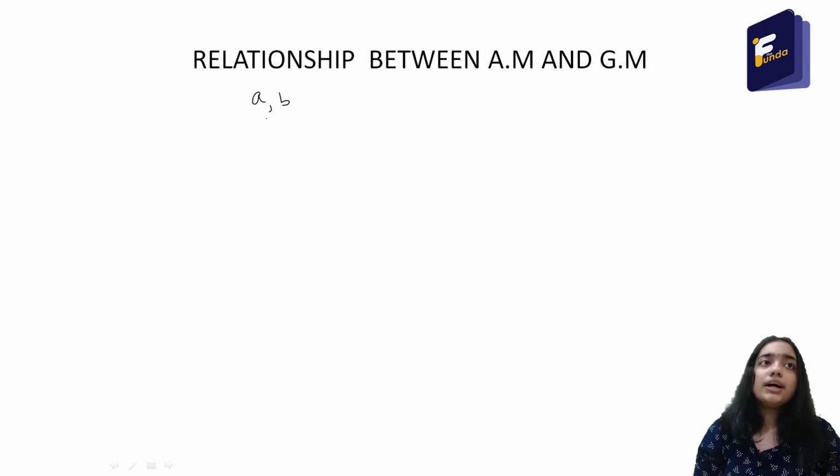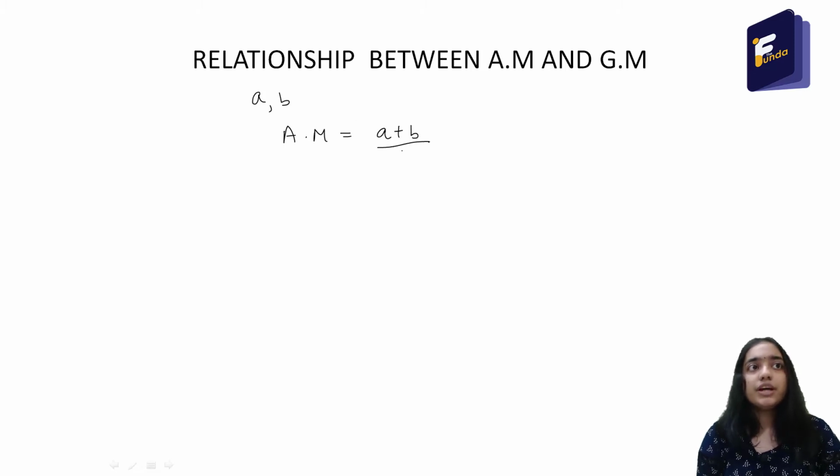So what will be the arithmetic mean of these two numbers a and b? Obviously the arithmetic mean will be equal to (a plus b) by 2. This we had already learnt. What will be the geometric mean of these two numbers? Geometric mean is (ab) to the power 1 by 2, which can be written as root ab. This also we had learned.